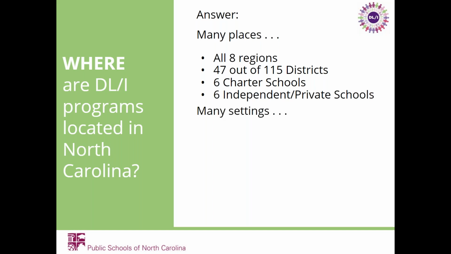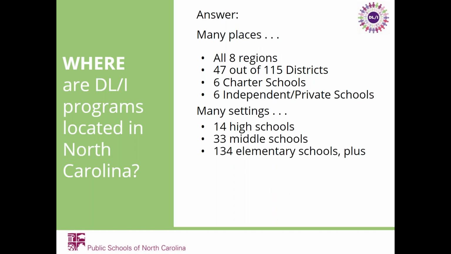They're also in many settings, and this is important to consider, especially as we think about the K-12 continuation of programs. We have 14 high schools that have DLI programs, 33 middle schools, 134 elementary schools, which is a lot. In addition, 2 intermediate schools, which are usually grades 3 to 5, 5 primary schools, that would be K-2 schools, and 3 preschools, some of them with elementary schools attached. So that's a lot of places.